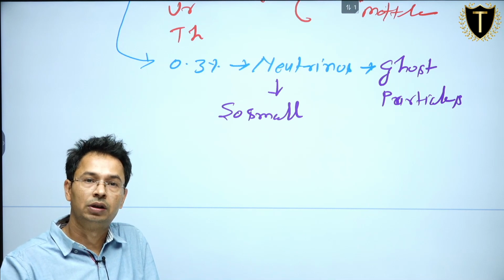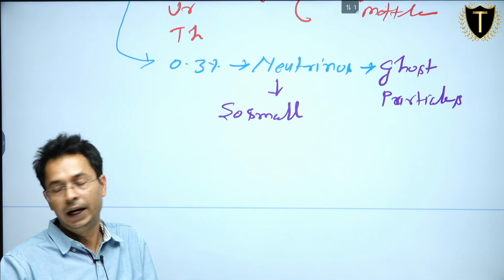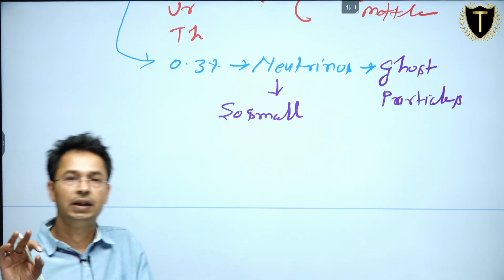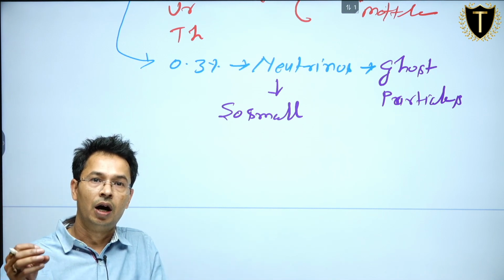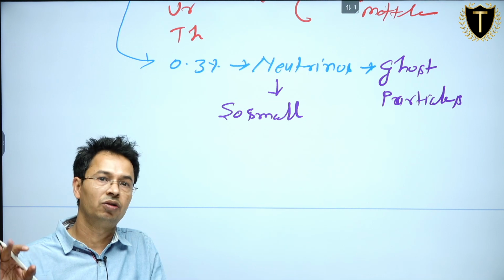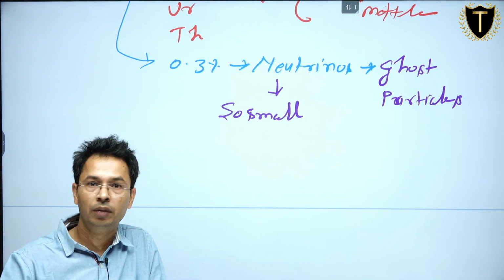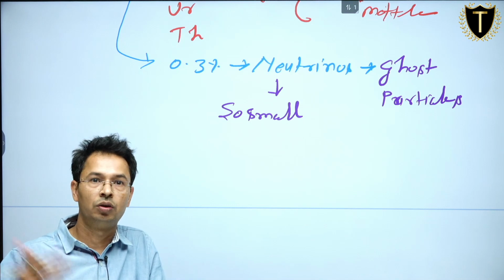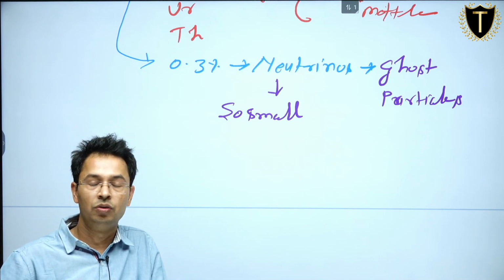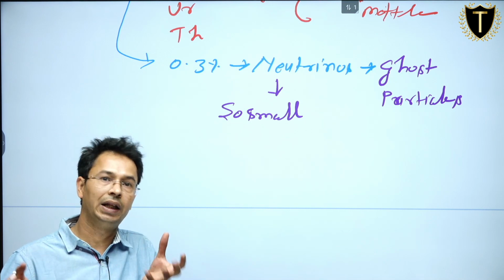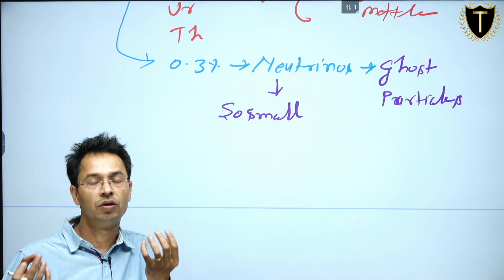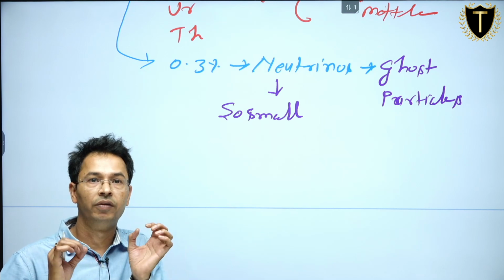So they can cross complete diameter of the earth, and each and every second these neutrinos are crossing you. Millions and billions of neutrinos are crossing you. Are you able to detect them? Are you able to know that, wow, this neutrino crossed me? No, you are not able to detect the neutrinos. You don't even feel that millions or billions of neutrinos are crossing you each and every second.